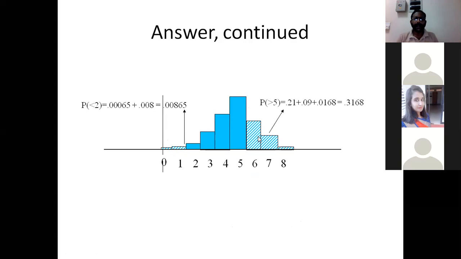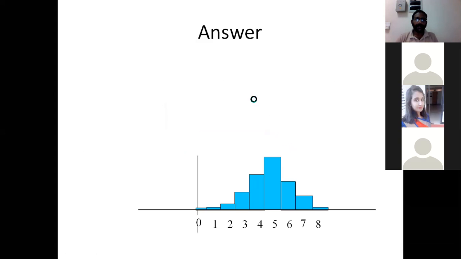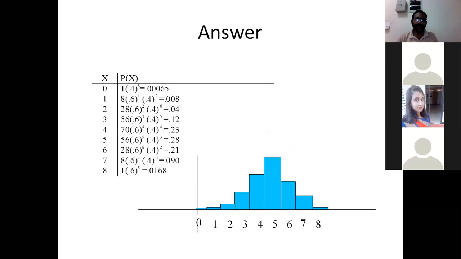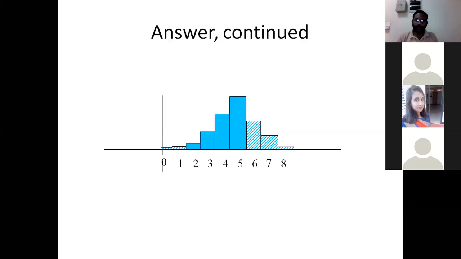Then for more than five or six? More than five means 6, 7, and 8. So more than five means 6, 7, 8. So you get the answer for that. You add the values for that.